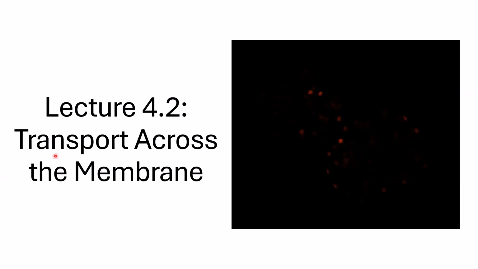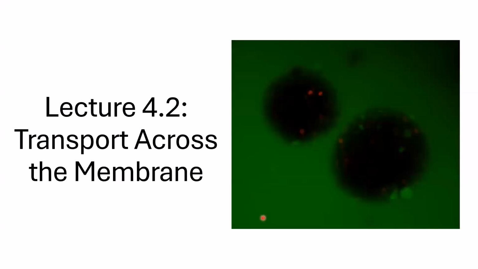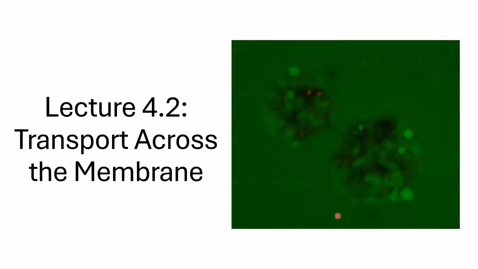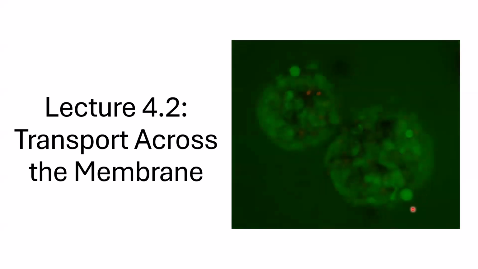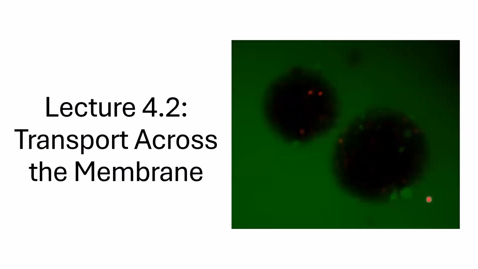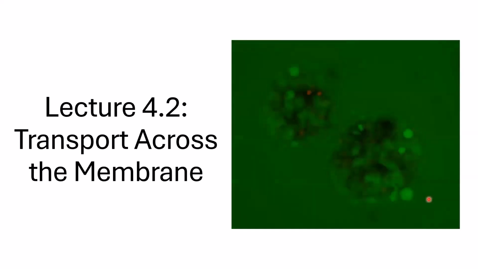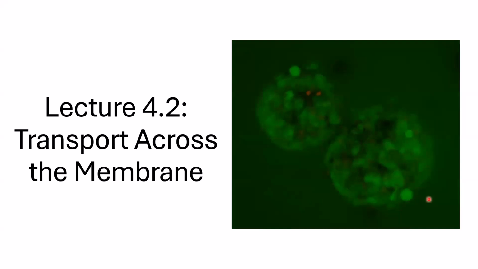Welcome to Lecture 4.2, in which we will discuss the different types of transport that can be used to cross the cell membrane. This video over here shows a modified version of glucose that fluoresces green being taken up by cells. By the end of the video, you should have an idea of how glucose is entering these cells.